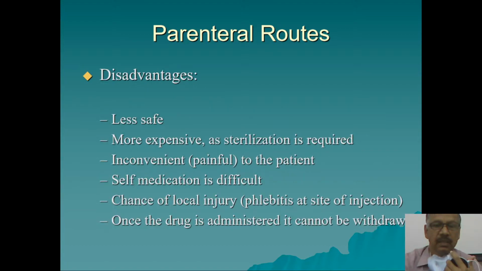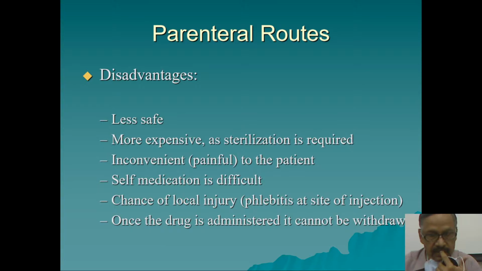Disadvantage: it is less safe in comparison to oral, and more expensive as sterilization is required and you need a needle and all that. Inconvenient, painful to the patient. So self-medication is difficult, although the diabetic patient does this, but it is a difficult one. Chances of local injury, that is phlebitis at the site of injection.